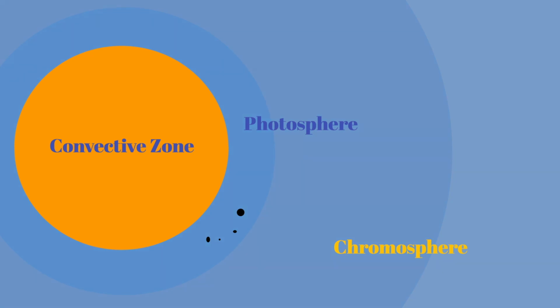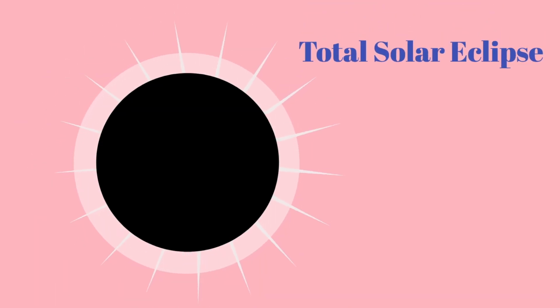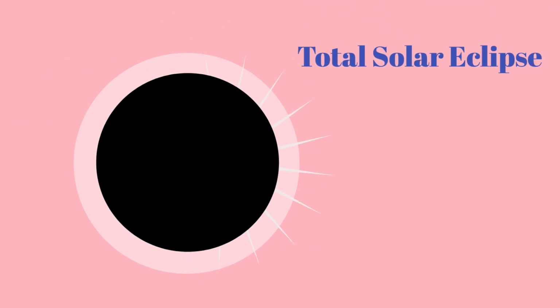Above the photosphere, there's a 2,000-kilometer thick layer called the chromosphere. Unlike the photosphere, the chromosphere shows in red visible light instead of white light, and we can observe that during the total solar eclipse along with the corona.